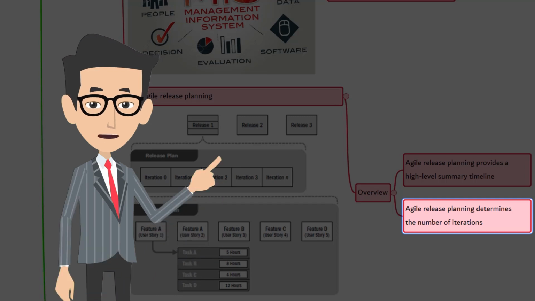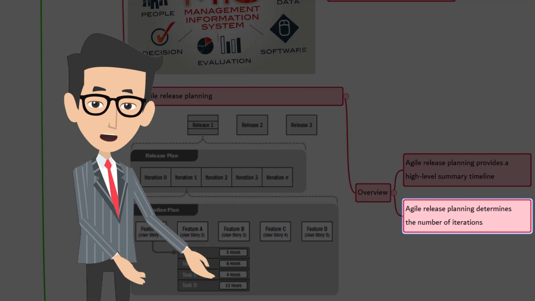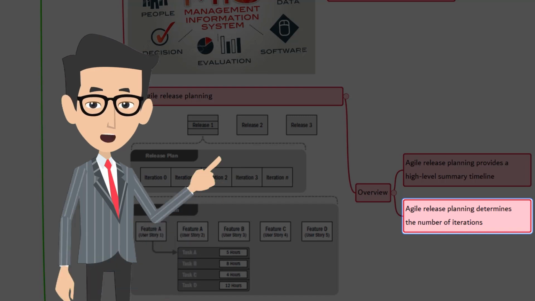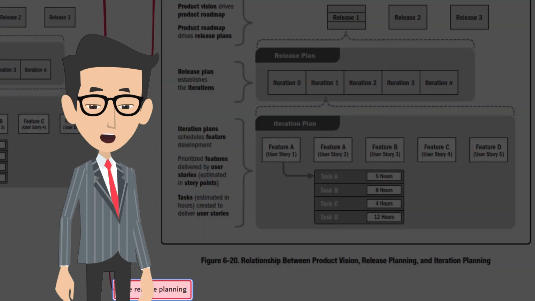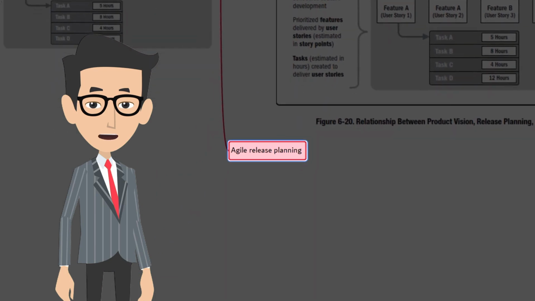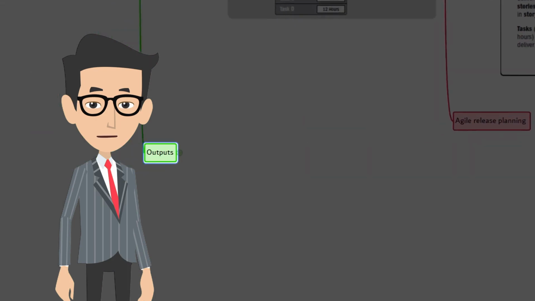In fact, agile timelines are easy to understand. They provide feature versus number of iterations needed. This gives a good idea to the customer or client on how long each release would take. The picture shows the relationship among the product vision, product roadmap, release planning, and iteration planning. This picture is from PMBOK figure number 6.20. Now in context, using the agile release planning, you can develop the schedule as it suits the phase release of the product. Let's talk about the outputs.